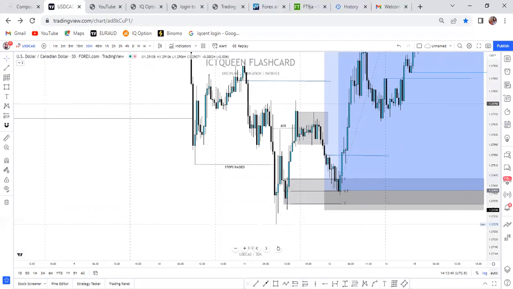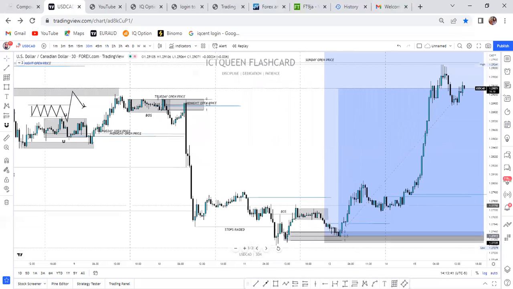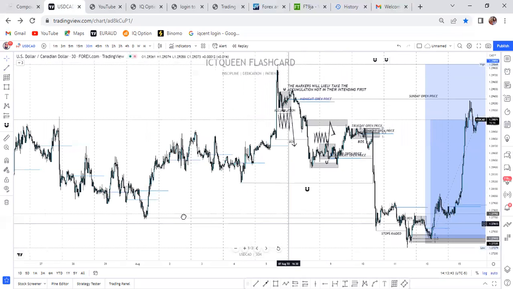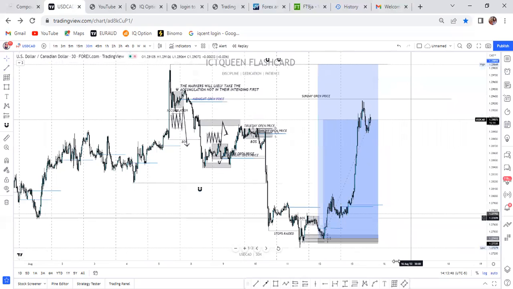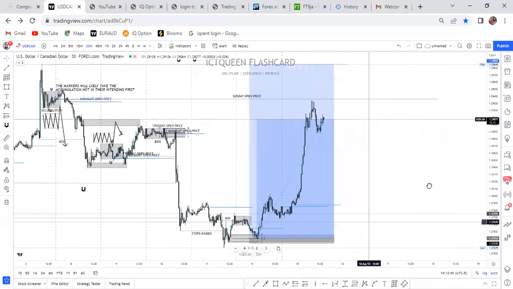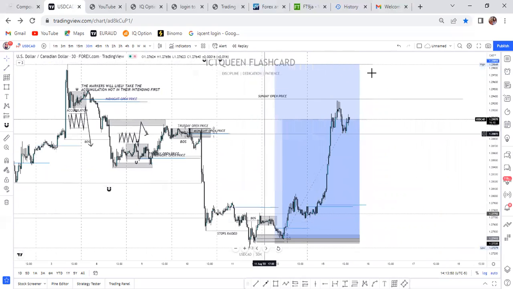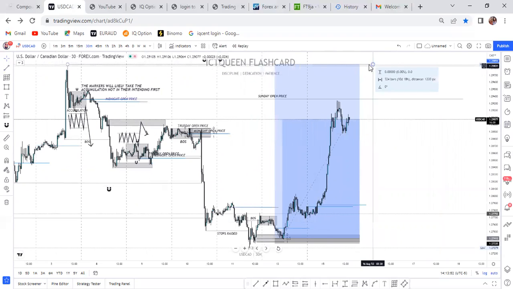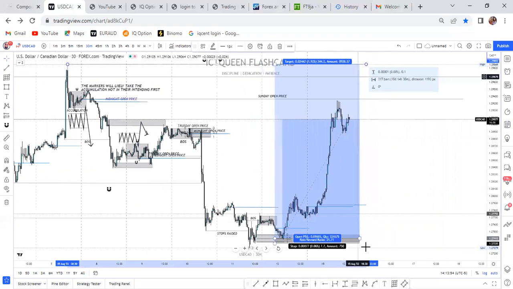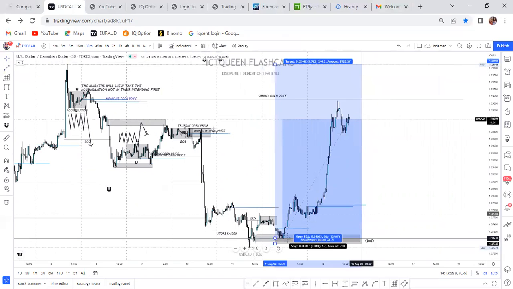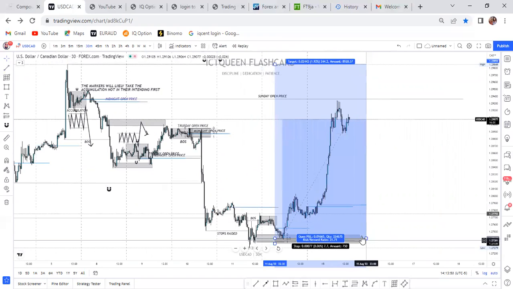And we saw the massive, huge momentum, the way they pushed price up today, Monday. From what we can see, this is a classic market maker buy model. Where's the target? This swing high. So the target will be this swing high for your take profit, and that would have been a very massive risk to reward trade.